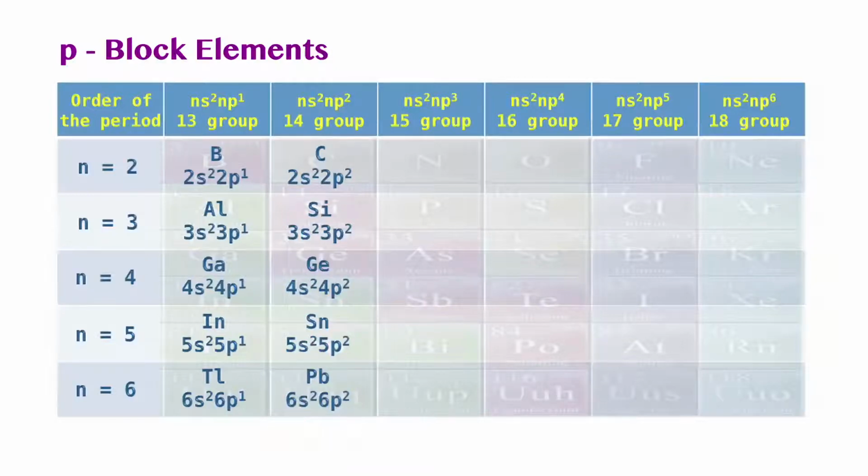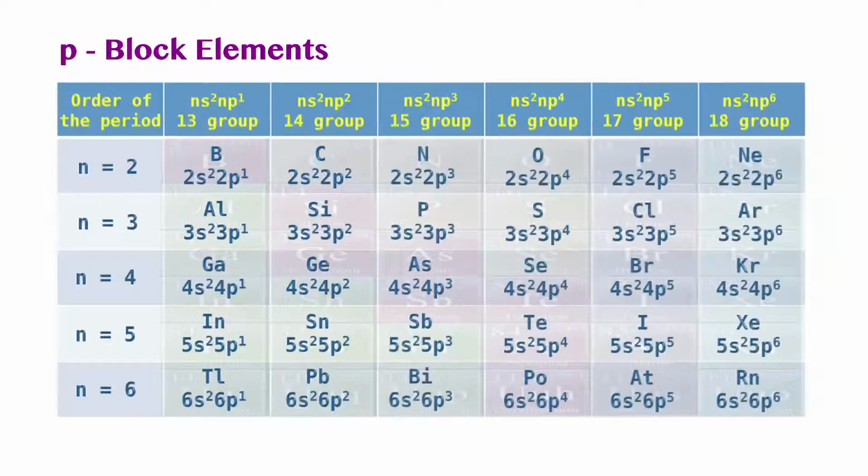Similarly, for the 15th group, the outermost electronic configuration, just see this table, is of the form ns2 np3. For the 16th group, it is ns2 np4. For the 17th, it is ns2 np5. For the 18th, it is ns2 np6.